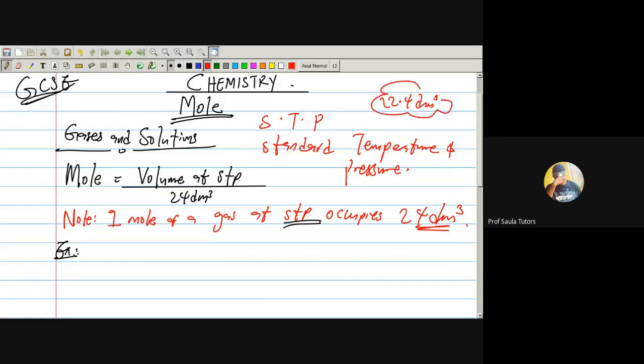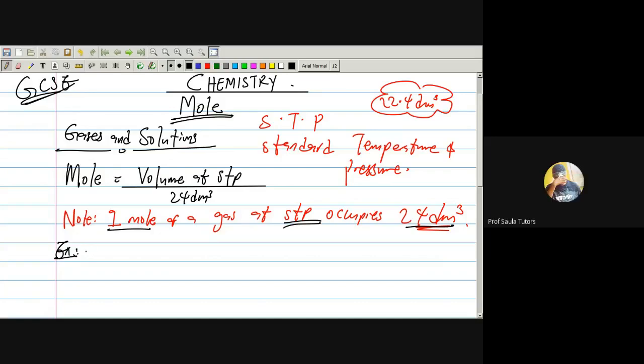But for this level, we are making use of 24 dm cubed, for easy calculation's sake. Are we together? Yes, sir. So take note, 1 mole of the gas occupies 24 dm cubed. So if I ask you, 2 mole of the gas will occupy how many? If 1 mole is 24 dm cubed, then 2 mole will occupy how many? That'll be 48. Exactly.